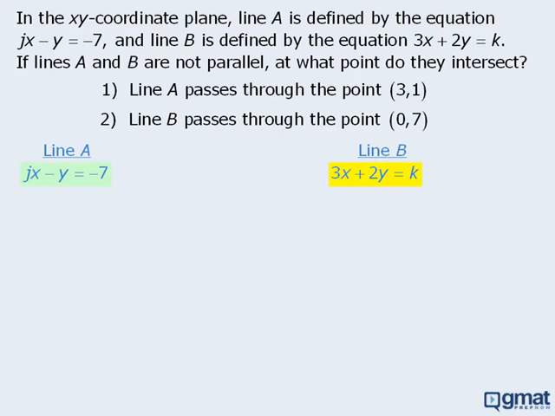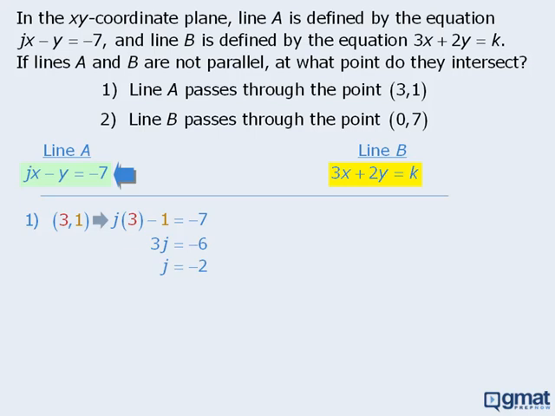Okay, now let's examine our statements. Statement 1 tells us that line A passes through the point 3, 1. This means that the coordinates of this point, x equals 3 and y equals 1, are a solution to the equation of line A. So let's take this equation and replace x with 3 and y with 1. When we do this, we get an equation we can solve for j. When we solve this equation, we see that j equals -2.